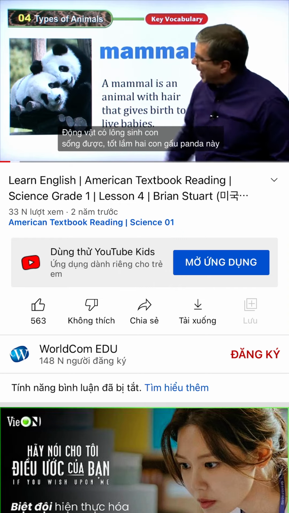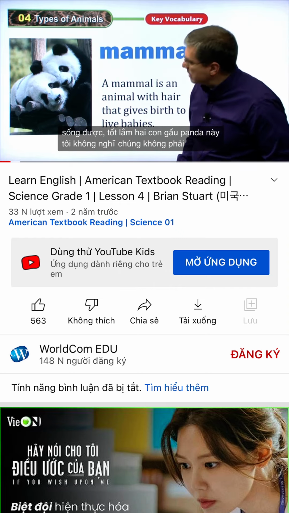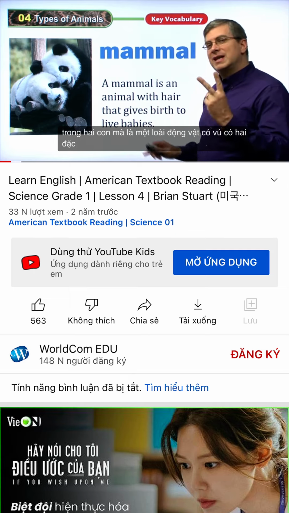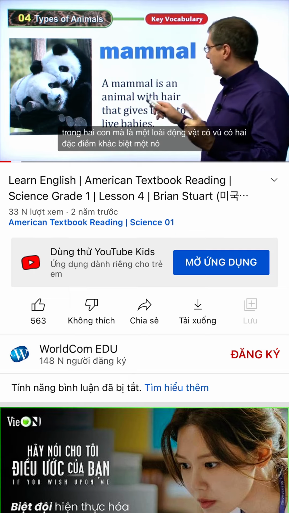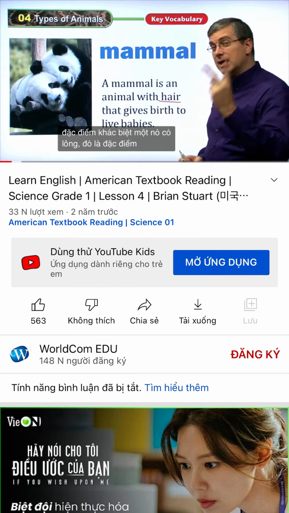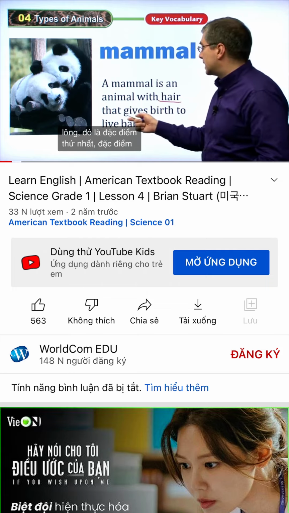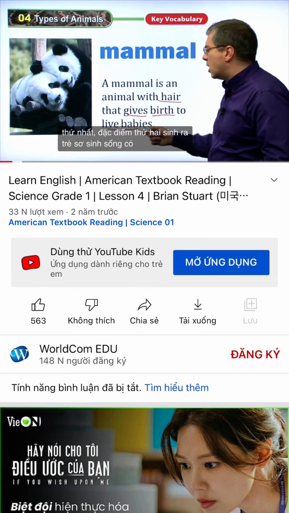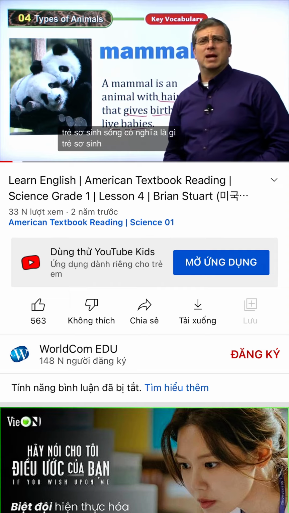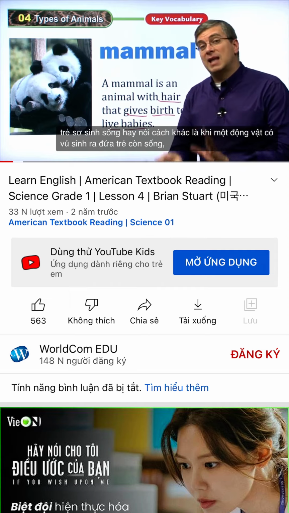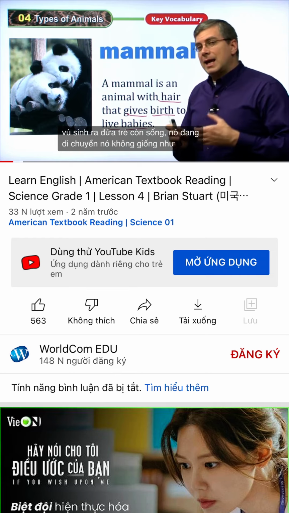Okay, well, these two panda bears, I don't think neither one of them is a baby, but a mammal has 2 distinctive characteristics. One, it has hair. That's the first characteristic. The second characteristic, gives birth to live babies. What does it mean, live babies? In other words, when a mammal gives birth, the baby is alive. It's moving. It's not like an egg.